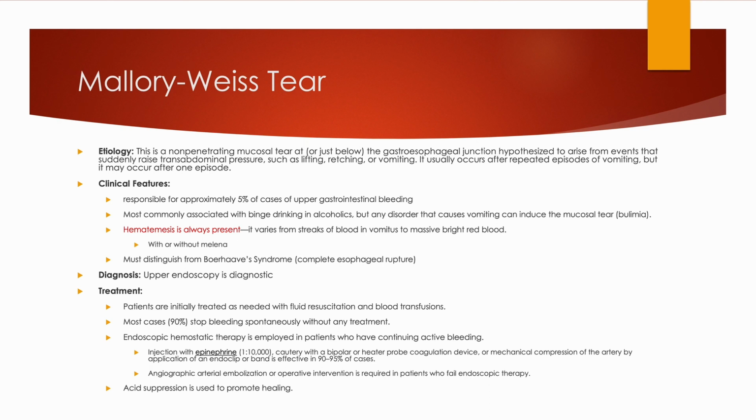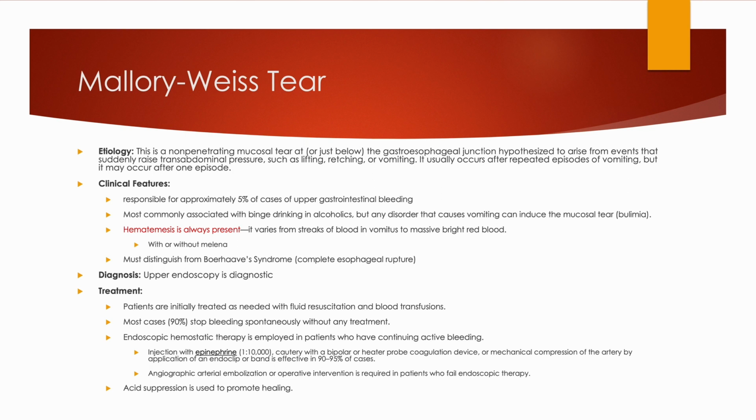So it's like a little cut that causes bleeding, and it usually comes from a sudden rise in intra-abdominal pressure, such as lifting something heavy or retching, having vomiting spells, or repeated episodes of vomiting, like say in an alcoholic or bulimic type patient. And clinical features: it's responsible for about 5% of upper GI bleeds, which we do have a lecture on bleeding, so we'll cover this and other things at more length.